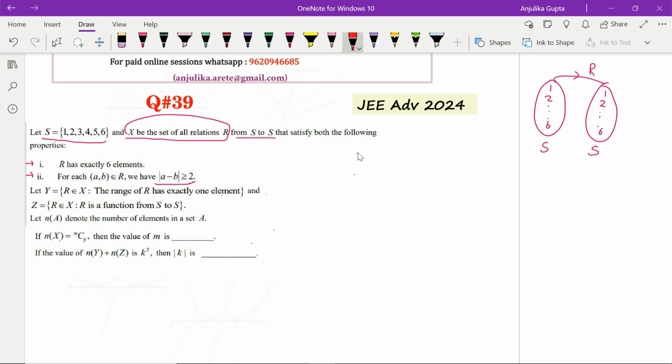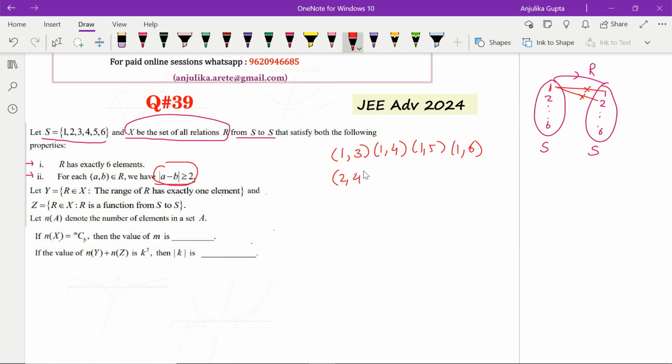Who are the possible candidates to be in a relation R? This condition should be satisfied. Can you start relating 1 to what number? 1 cannot go to 1, because the difference is not at least 2. It cannot go to 2 also. It can go to 3, because the difference is 2. So it can go to 3, 4, 5, or 6. Like that you have to list all the possible candidates. So let's list them out.